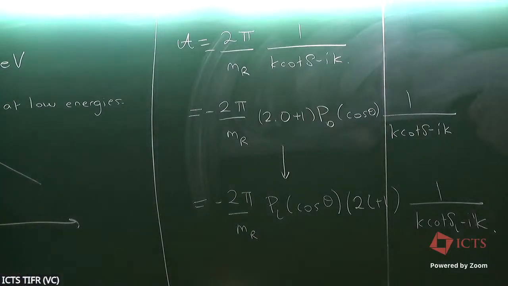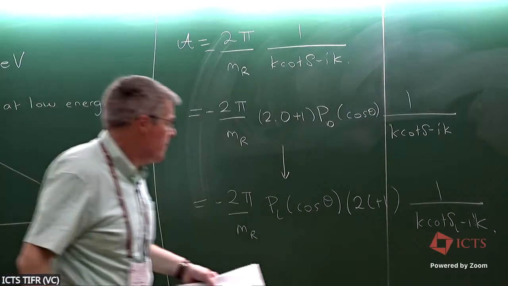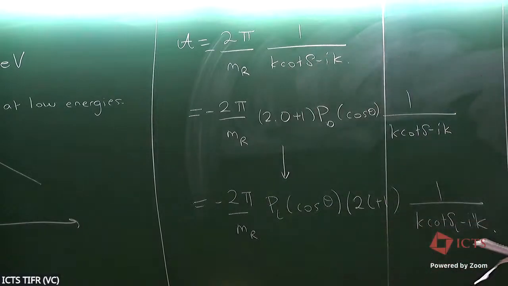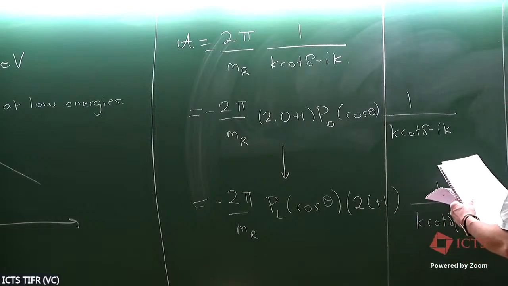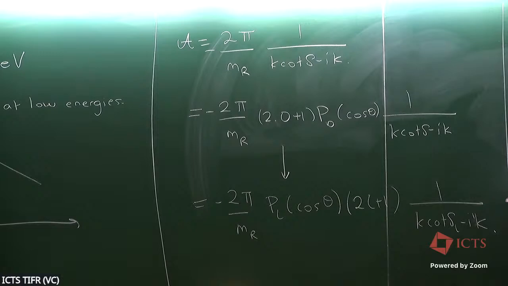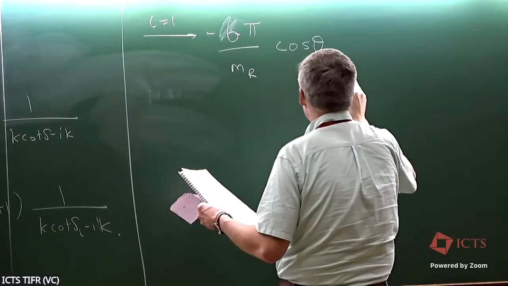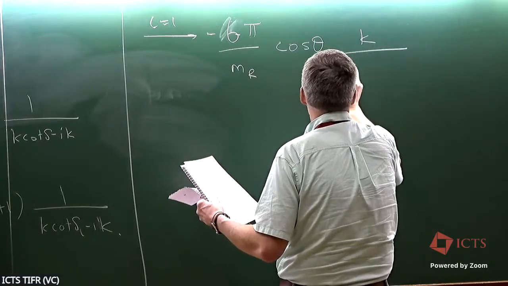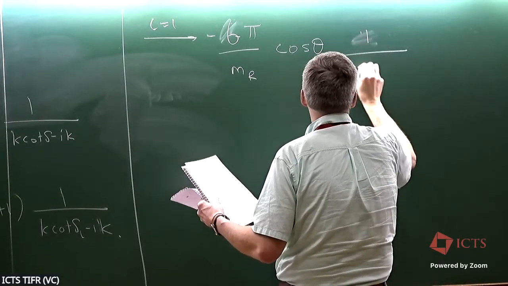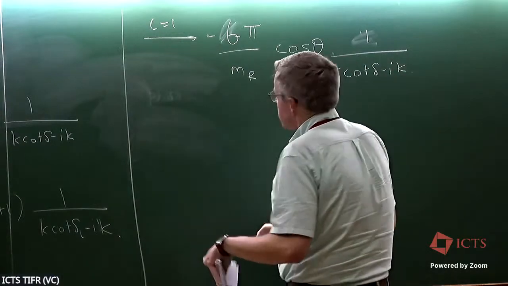So in fact, what you do technically is you start with the scattering amplitude as a function of k and theta, and you do a Legendre expansion on it. And this is just the ell contribution to the Legendre expansion. So what does that mean specifically for P waves? Cosine theta, I'll just absorb the 3 here, we'll put a 6 pi there. And then I have 1 divided by k cotangent delta minus ik.